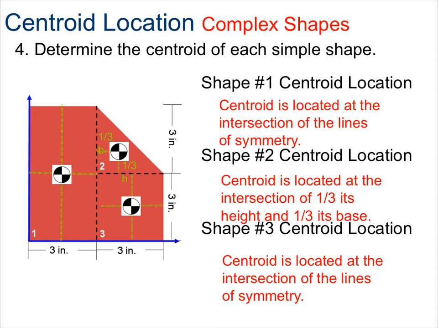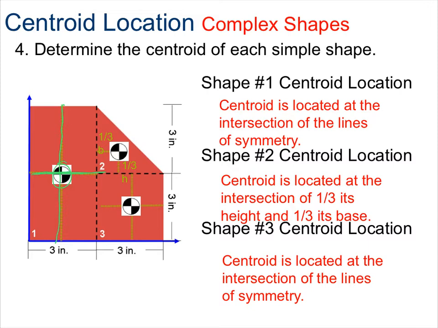In step number 4, you're going to determine the centroid's location of each of the individual simple shapes. So in shape number 1, we need to find its centroid's location, which is going to be located at the intersections of the lines of symmetry. So you can see here I have 2 lines of symmetry. Here's my centroid's location.